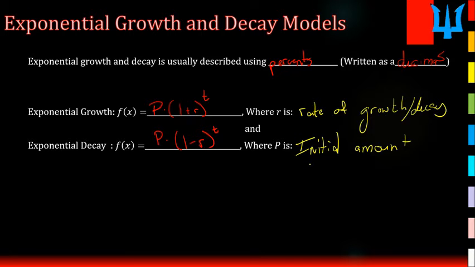We use P to stand for principal, which is primarily a term used in banking examples, but it's going to hold true for banking or population or half-life or anything like that.